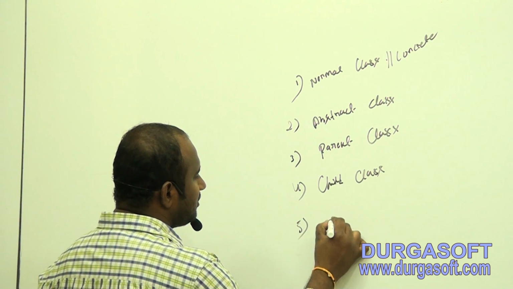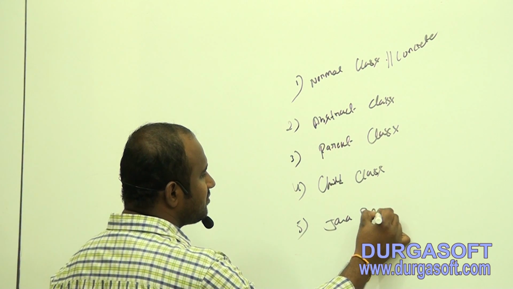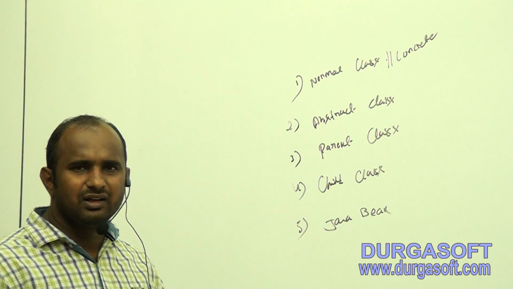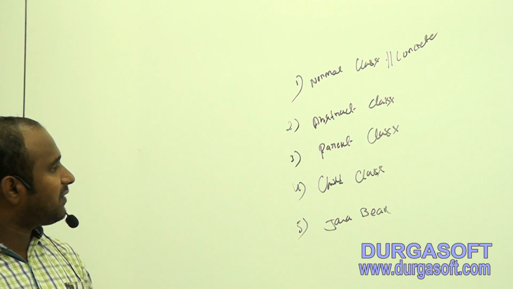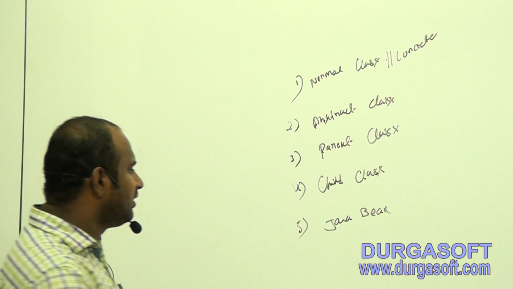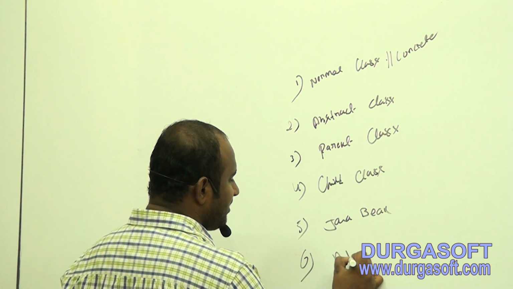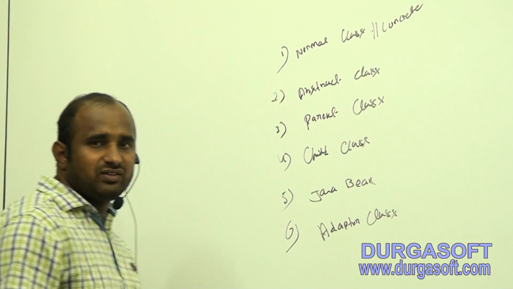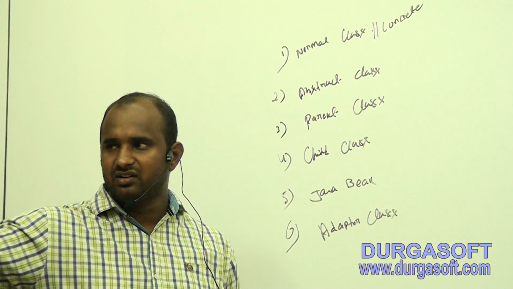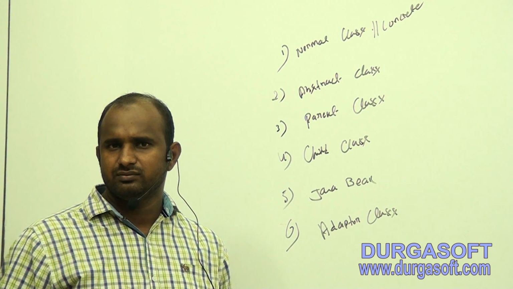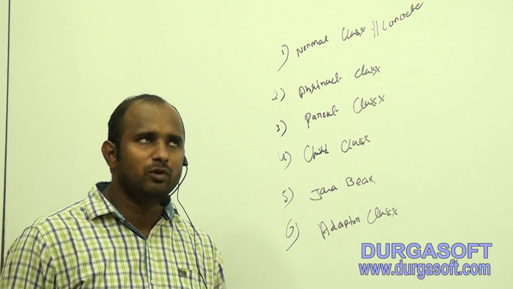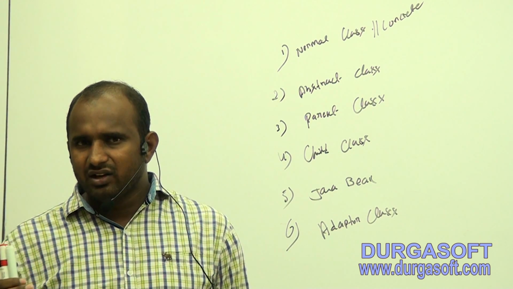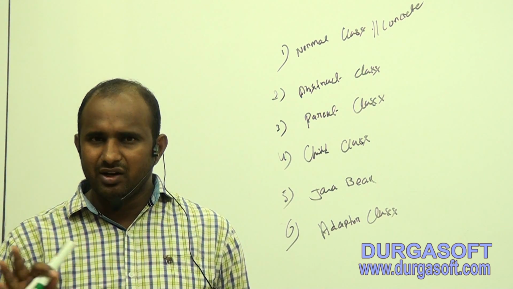The fifth one here, just now I discussed the Java bean class. Java bean class means it contains private properties, public setters and getter methods. Number 6, which I completed just now in the interfaces concept, adapter classes. Adapter class means what? If an interface contains 10 methods, in the implementation class we have to override all 10 methods. That is the problem with interfaces.